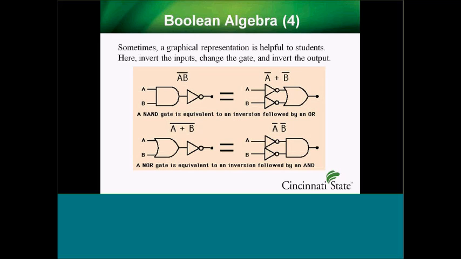The graphical representation sometimes helps students when they can't do it. I say, if you look at something like AB and it's a NAND gate, I just put an AND and an inverter there. Then I say, if you invert each input, change the gate, and invert the output, you get what's on the right side. A is inverted going in, B is inverted, it's now an OR gate, and the output inverter is inverted again so it's not there. This is helpful because students can see physically what's going on.